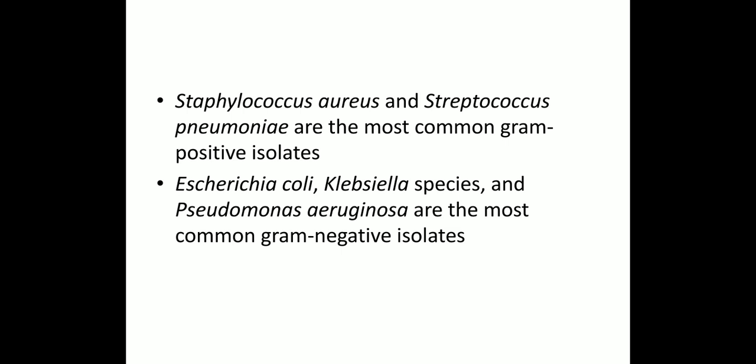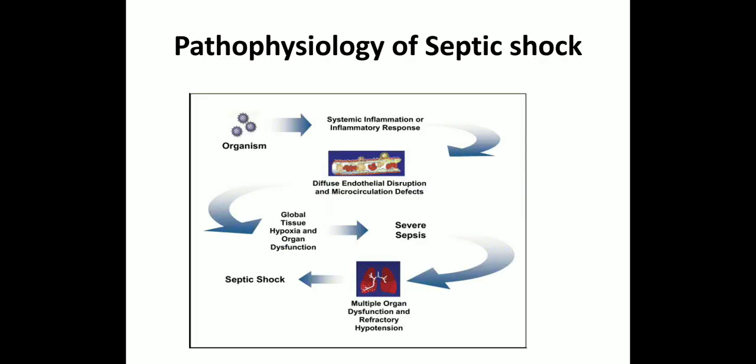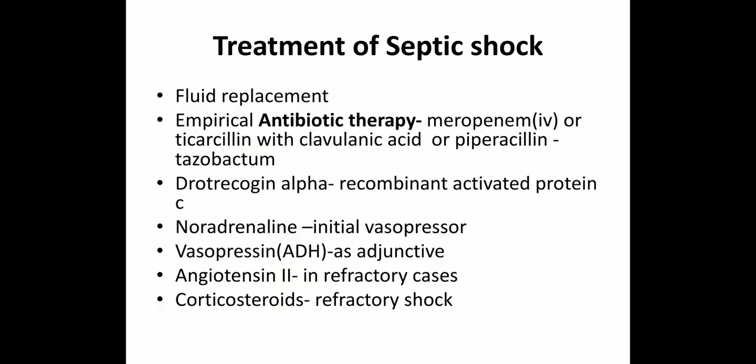Then the most common organisms, if it is gram positive, are Staph aureus and Strep pneumoniae. But in most cases, a gram negative organism is responsible for septic shock. So E. coli, Klebsiella, Pseudomonas aeruginosa are the most common. Then what is the pathophysiology? The organism is bacteria. It causes systemic inflammation. Then it leads to diffuse endothelial disruption, and it leads to hypoxia, organ dysfunction, severe sepsis and multiple organ dysfunction and refractory hypotension. Then it ultimately leads to septic shock.